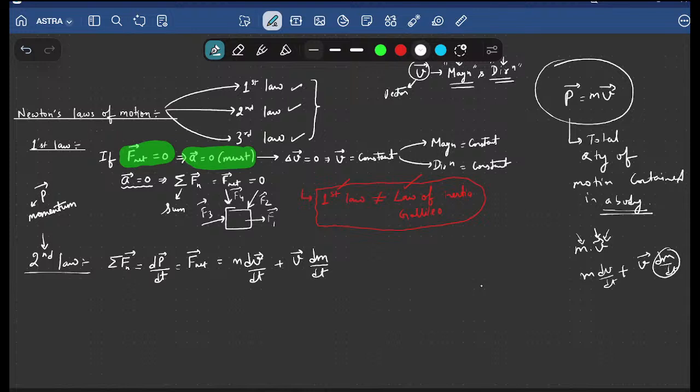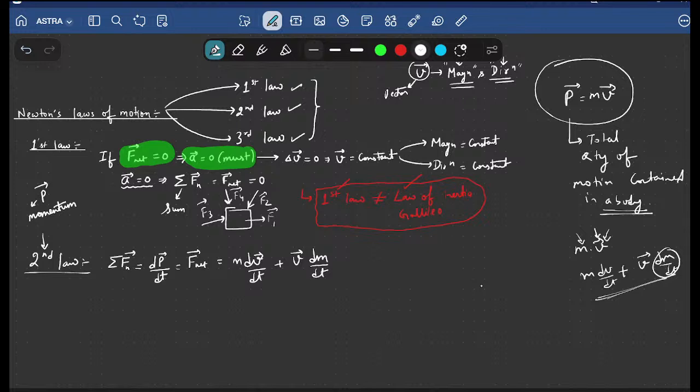First of all, I will leave m and differentiate v with respect to t, and the second time I will leave v and then differentiate m with respect to time. This is how differentiation takes place. It is necessary because we have many students who are lagging in basic maths also, especially NEET students. That's why these things need to be addressed, right? So it is m dv by dt plus v dm by dt.